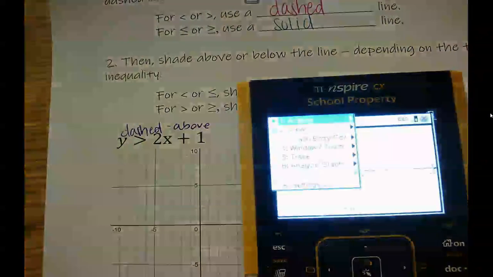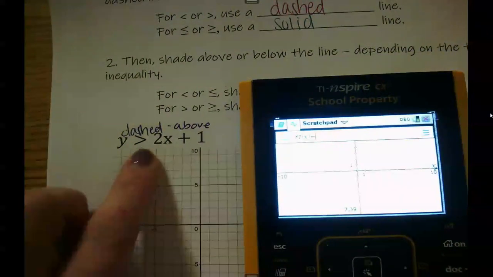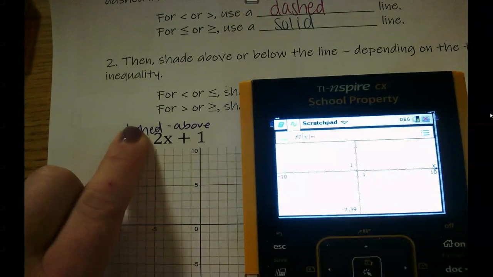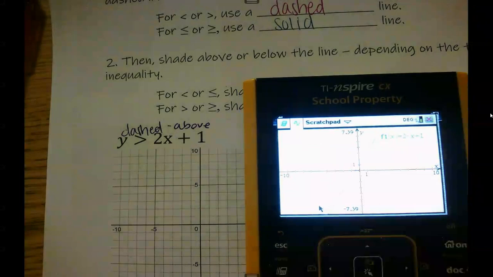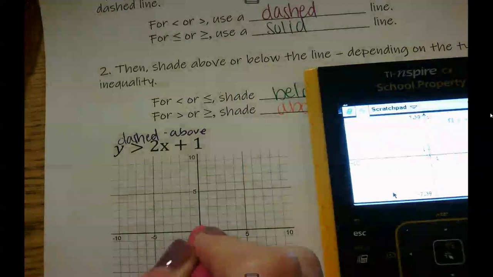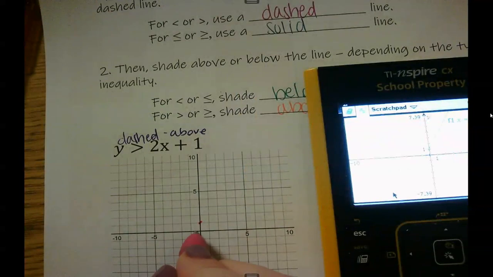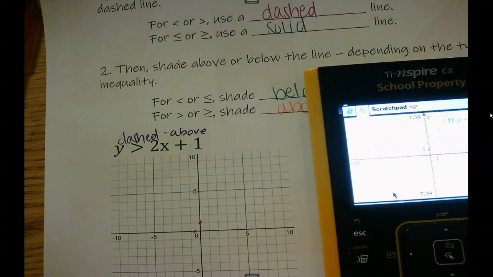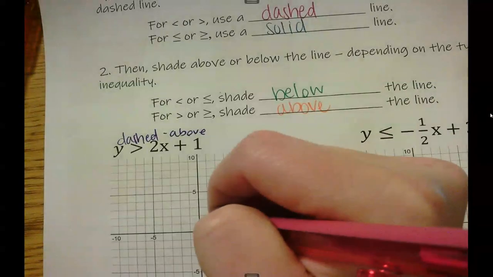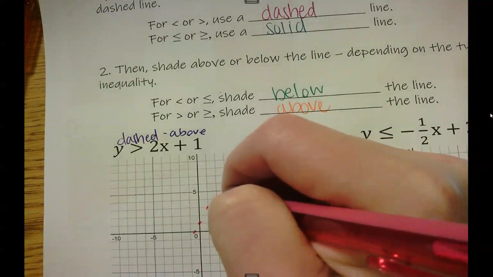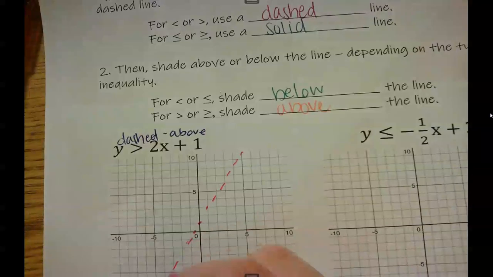I am pressing menu 3, 1, and entering in everything after that inequality sign, so 2x plus 1. So I know that this is what my line looks like. It's going to cross right here at 0, -1, and then somewhere right here. So I'm going to transfer my line from the graph on my calculator to the graph on my paper. And I know it's dashed, so I'm doing a dashed line.